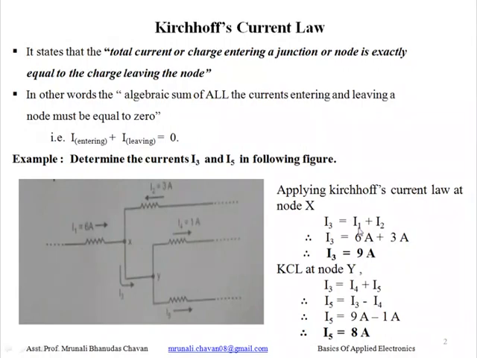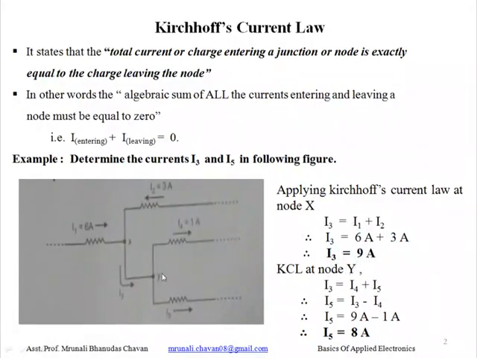Is it clear to all? Okay, so here I1 and I2 are the given quantities. I1 is given here 6 ampere and I2 is given here 3 ampere. If we put these values into this equation, we will get I3 is equal to 6 ampere plus 3 ampere. Then we will get I3 is equal to 9 ampere.